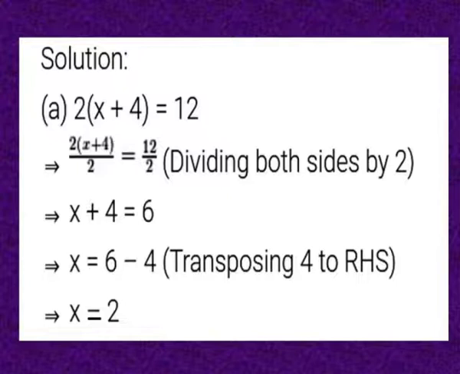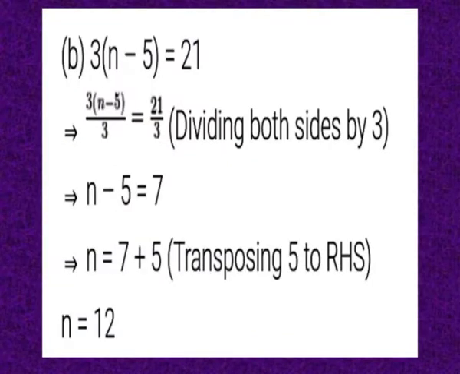B subdivision, 3 into n minus 5 is equal to 21. Firstly, we have to remove that bracket so that we are dividing with 3 on both the sides and we got 3 into n minus 5 whole divided by 3, which is equal to 21 by 3. In LHS, 3 and 3 will be getting cancelled and it becomes n minus 5. Our RHS is 21 by 3, that is 7. Thus our equation is n minus 5 is equal to 7.